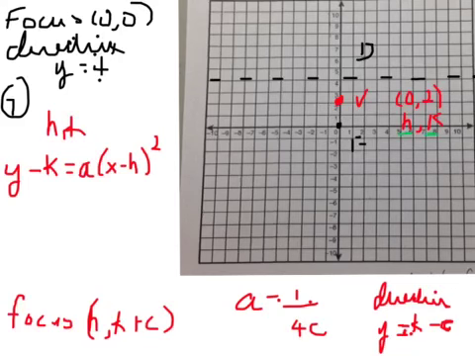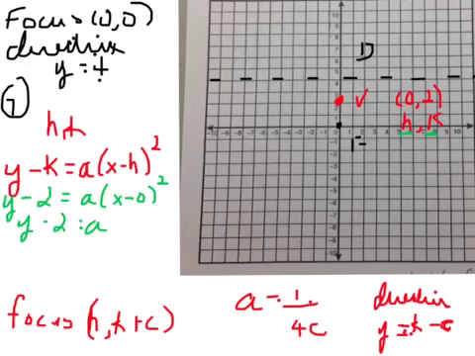So if H is 0, that's going to go over here. It's going to be X minus 0 squared. We're going to have an A out front. We're going to have Y minus 2, because K is 2. Okay, so that is Y minus 2 is equal to A times X squared. And what we don't know is what A is. But we can find A.